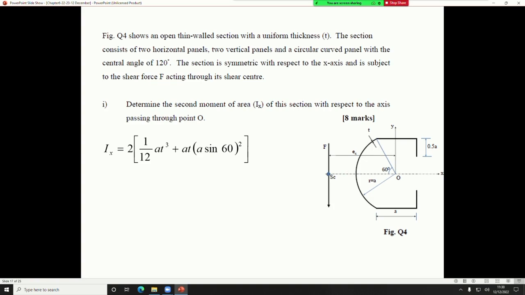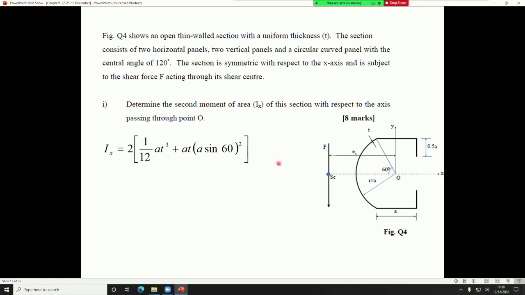So for the horizontal one, this is a rectangle. This rectangle has the width of A and the thickness of T. So for the horizontal panel, we've got 1 over 12 B H cubed, where B is A and the height is T. Now because this is offset from the x-axis by a sine of 60 degrees, I need the parallel axis theorem. So 1 over 12 B H cubed plus A y bar squared.